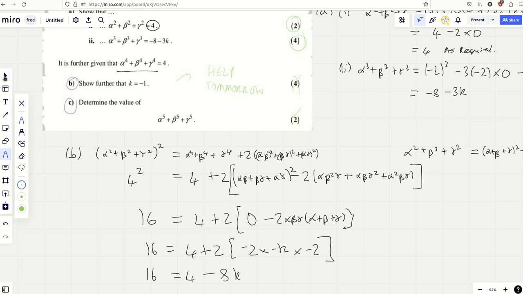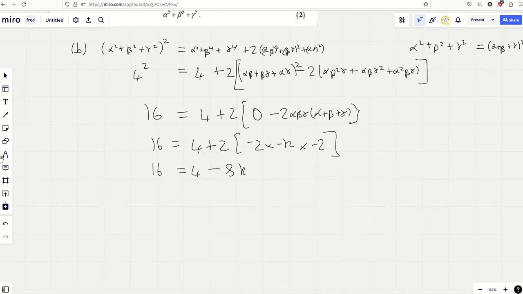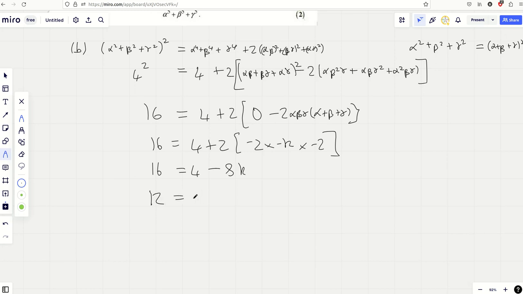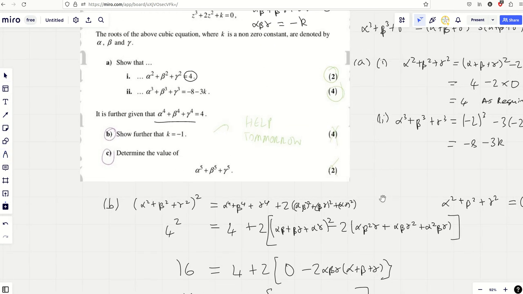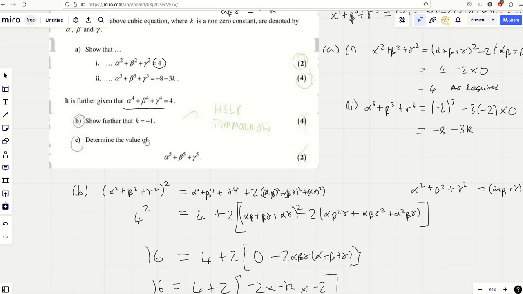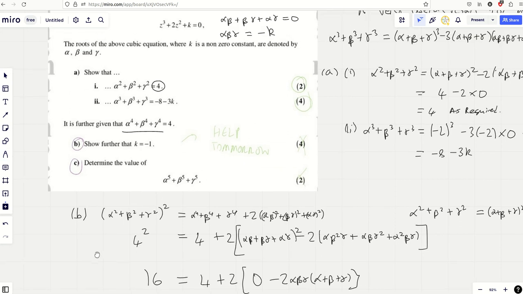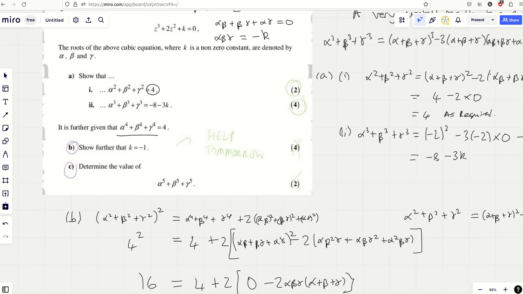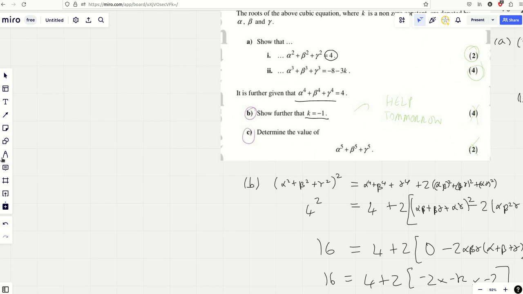So I get 16 equals 4 minus 8k. And I end up with, rather disturbing, 12 equals minus 8k, and k equals minus 1.5. And you immediately think, oh, I've done it wrong. No, you haven't. Because I couldn't see my mistake. I thought, I'm not getting k as minus 1 here. And I suddenly thought, well, hang on, if I plug in k is minus 1 into there, my calculator will solve that equation. So that's what I did.